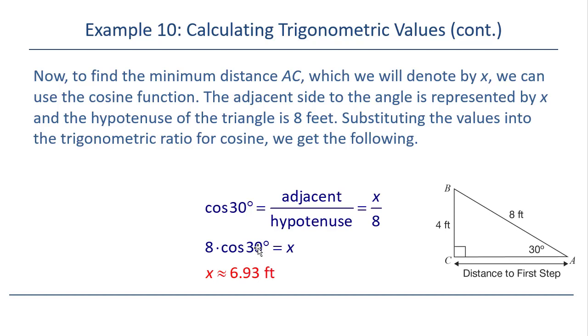Now make sure when you plug this in your calculator, you have to be in degree mode, because you're putting in 30 as a degree. If you're in radians mode, it's going to give you a totally wrong answer.